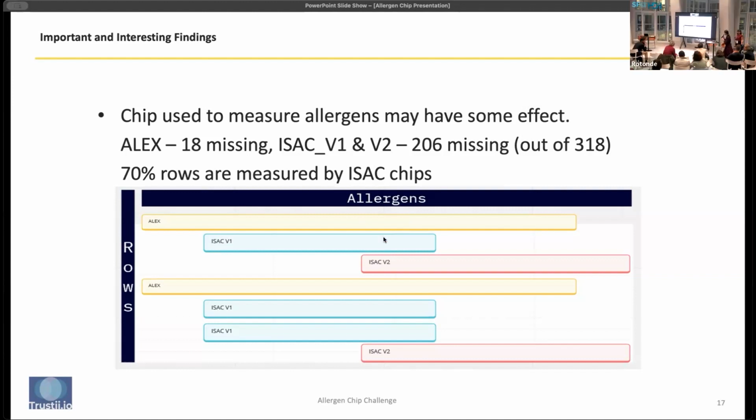Yeah, this I understand. But my question would be, let's say that instead of allergens, these were like nucleotides. Supposing there is the same allergen here, let's say ACT D1 with Alex and ACT D1 with Isaac V1. Did you notice any difference between the same allergen analyzed with the two allergen chips? No performance difference.